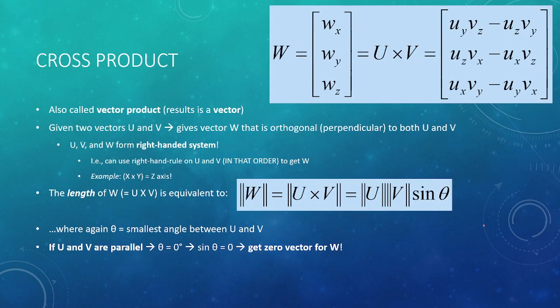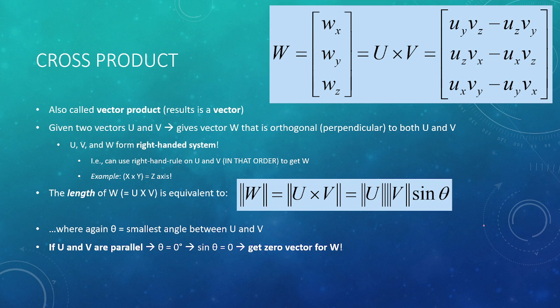In the cross product, w equal to (wx, wy, wz) equal to u cross v equal to (uy vz minus uz vy, uz vx minus ux vz, ux vy minus uy vx). It is also called the vector product, that is the result is a vector. So given two vectors u and v, it gives a vector w that is orthogonal to both u and v. u, v and w form a right-handed system, that is we can use the right-hand rule on u and v in that order to get w.